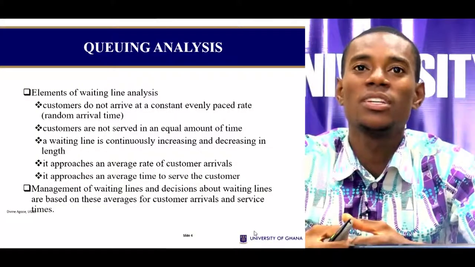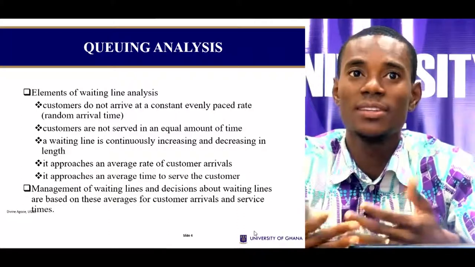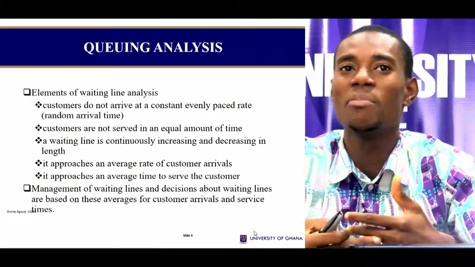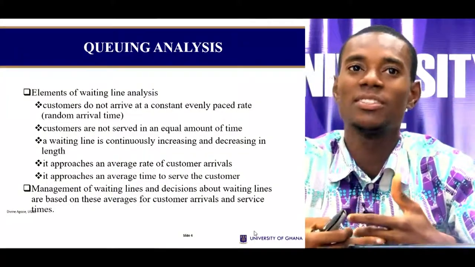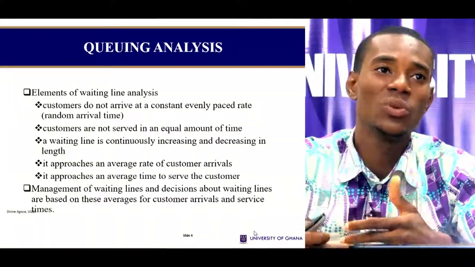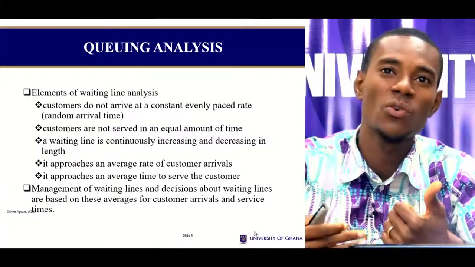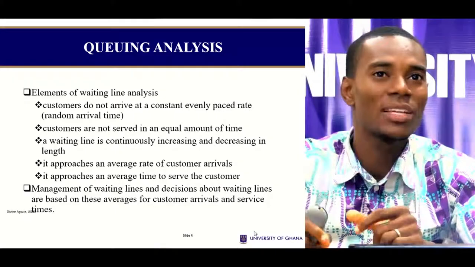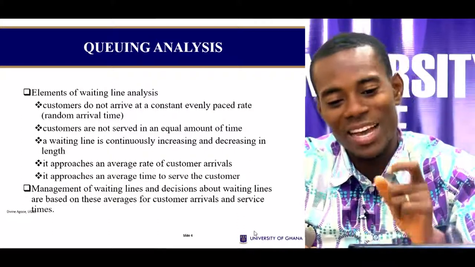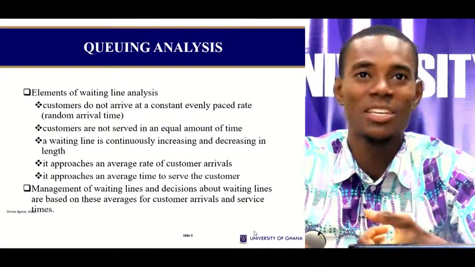And then it approaches an average time to serve the customer. So these are some of the elements of waiting line analysis. Now, it says that management of waiting lines and decisions about waiting lines are based on these averages for customer arrivals and service times. So this is the point we're trying to make. If you want to make a decision on waiting lines, because of the random nature in which customers arrive or are served, we cannot have a specific time frame being tagged on the number of customers being served or the number of customers coming in.